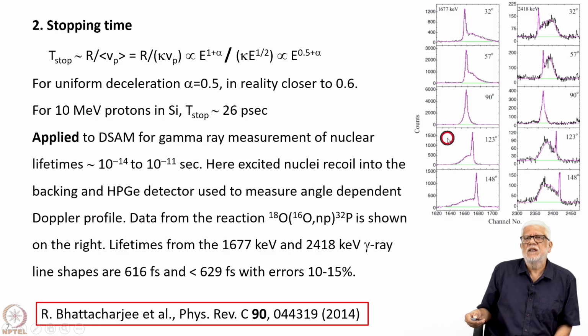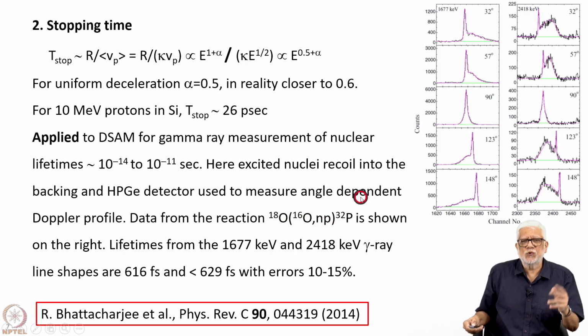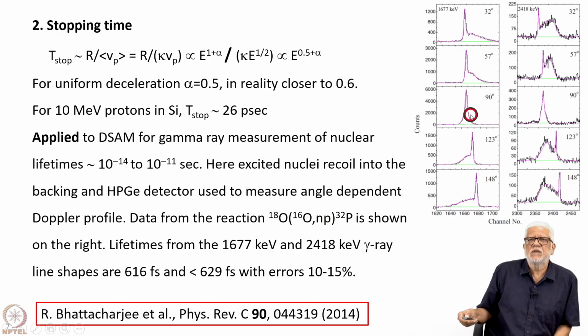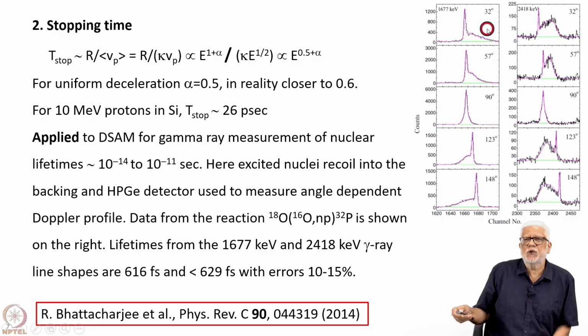So, you can see that these are two transitions in this case in 32 phosphorus in this particular reaction. So, 16 oxygen impinging on an 18 oxygen target, and then through an n-p reaction it goes to excited states, and then you produce lots of gamma rays, and two of the transitions are shown here. If you look at the forward angle, then you have a distribution of gamma ray energy at higher energies, higher than the so called stopping peak.